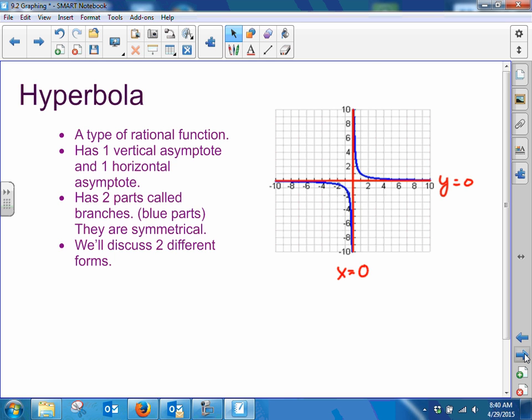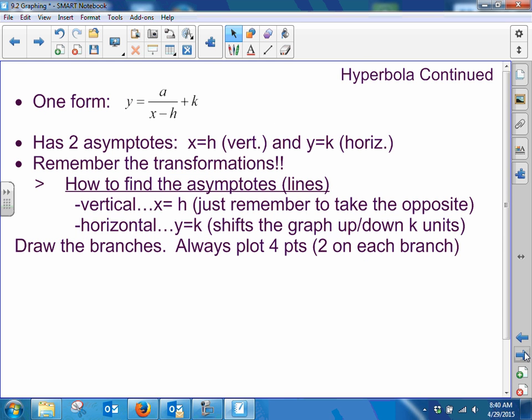All right. Here is one of the forms. Y is equal to A divided by X minus H, plus k. Now, something should look very familiar.